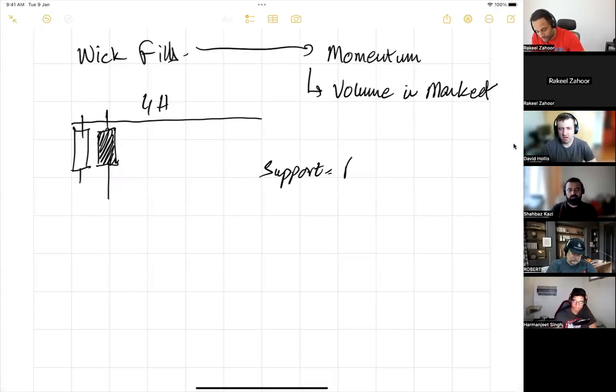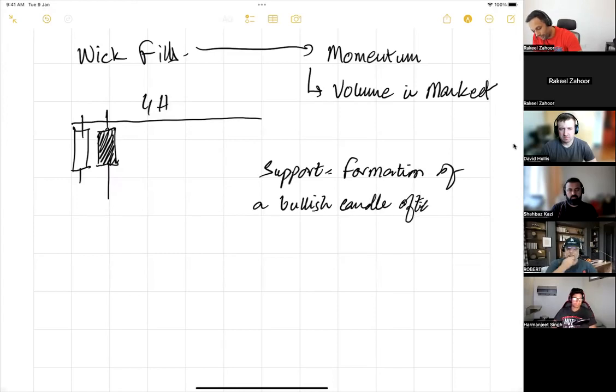A support is the formation of a bullish candle after a bearish candle. That's basically a support for me. When I'm looking at price action, when I'm looking at the 30-minute time frame or the 1-hour time frame, and let's say price pushes down like this, and if we have, let's say this is a bearish candle, if we have a bullish candle formed, this to me is a support.